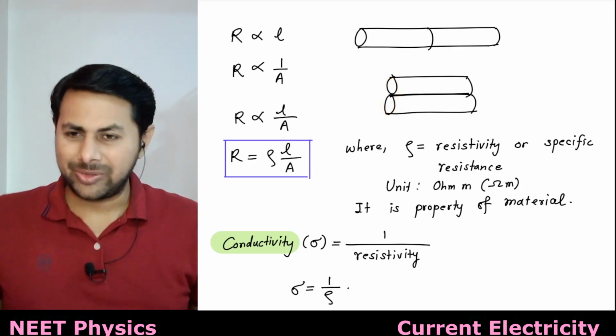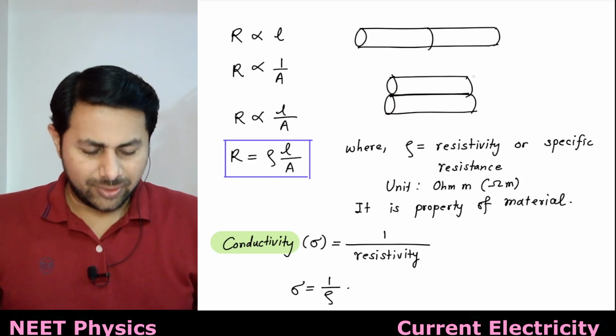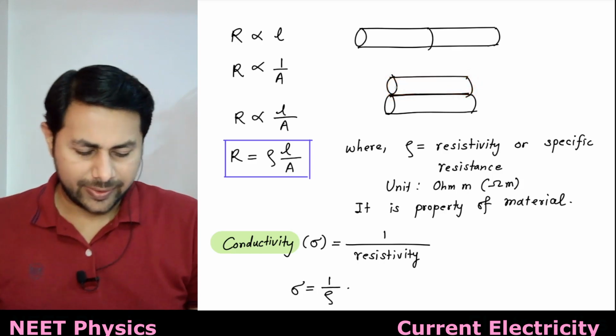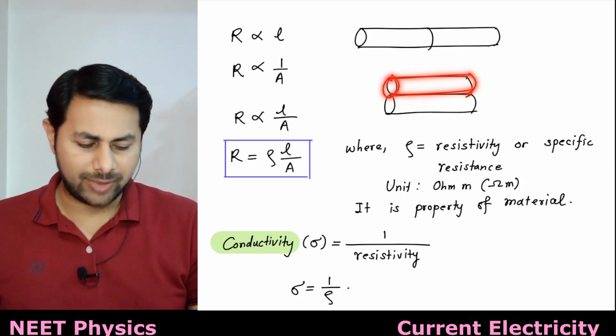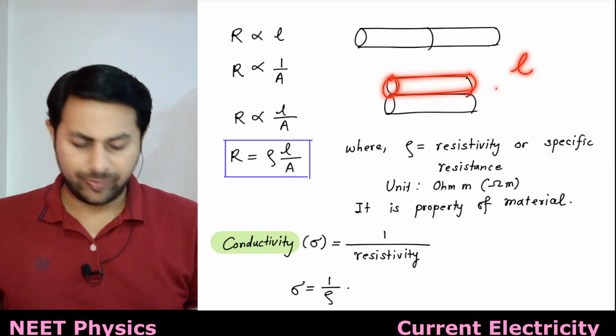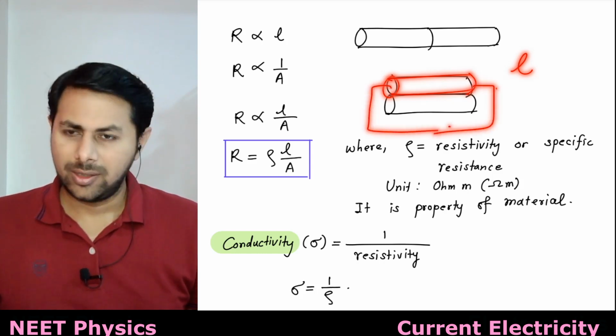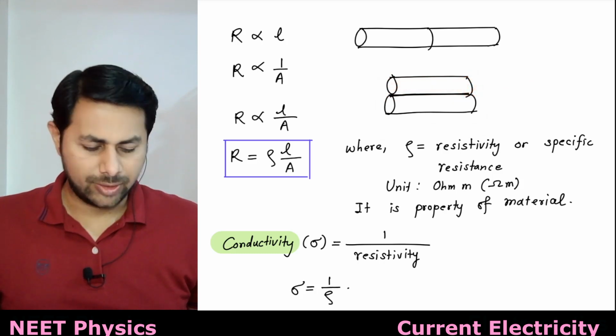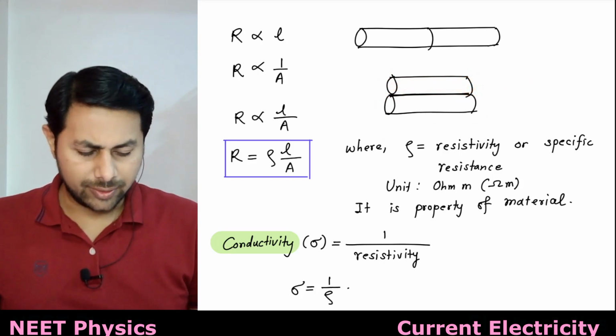Okay, how is it so? Suppose you connect one wire, having some length and some area of cross section, across a battery. A certain number of electrons move from this side to this side.